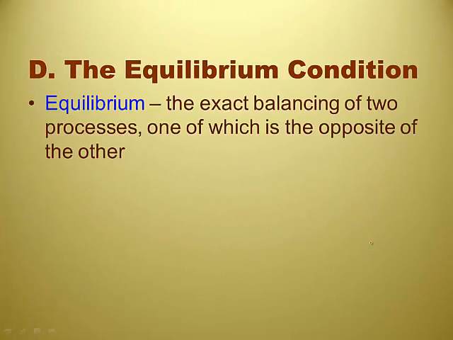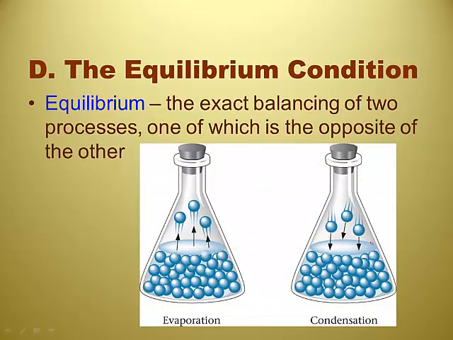Equilibrium is the exact balancing of two processes, one of which is the opposite of the other. Like being on a teeter-totter. This shows a closed system where a physical reaction is happening that is at equilibrium. 3 molecules evaporate and 3 molecules condense. You get a cycle going on.